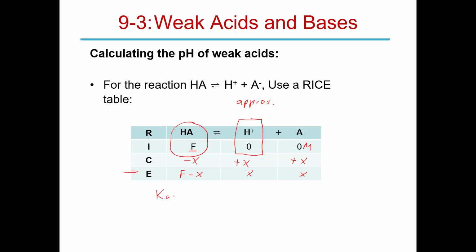So we substitute the equilibrium values into our equilibrium constant expression for the acid dissociation constant. So we just substitute in our E line values. The H plus concentration is X, the A minus concentration is X. What's the HA concentration? F minus X. And so that gives us the X squared over F minus X that we saw from before.